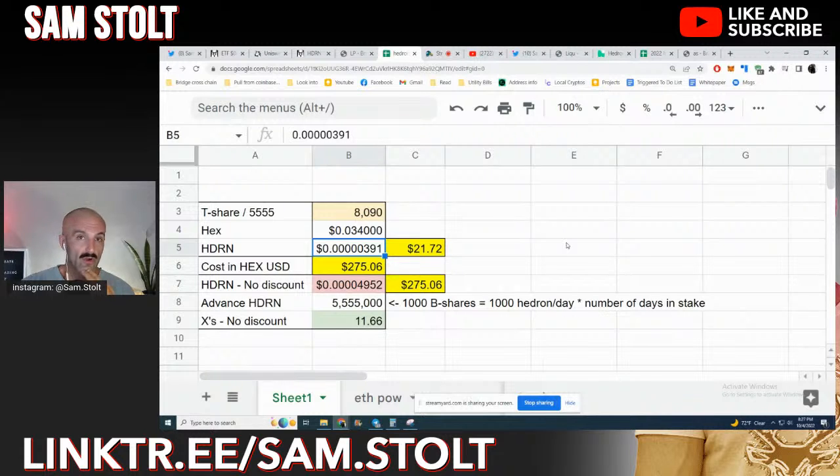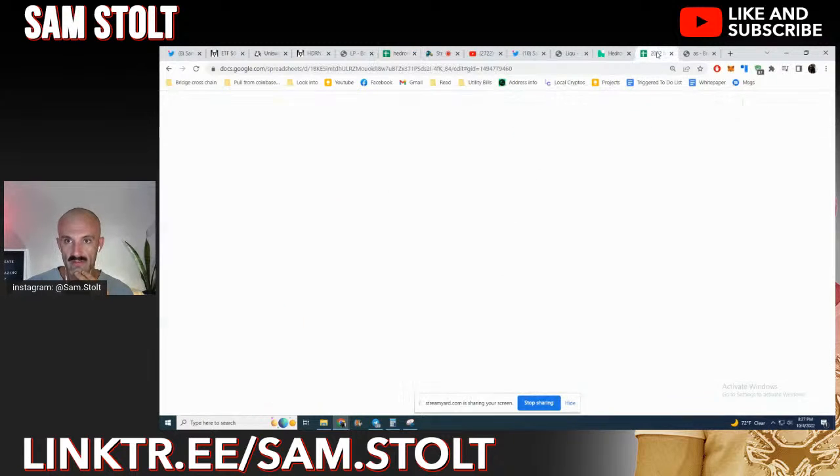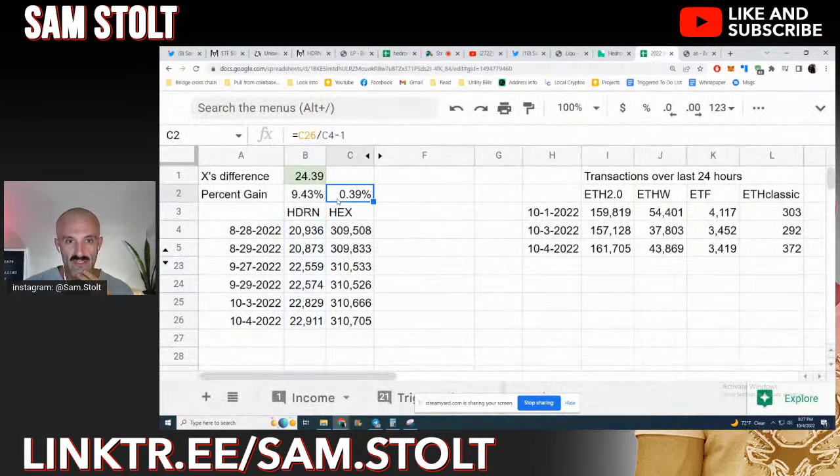The community is growing, even though it's growing way slower than Hedron's growing. It is still growing. So you do want positive growth. If you have negative growth, it's not a good thing. But in a bear market, it's still growing. It's at 0.4%. Remember, let's pull that up again. I think it was this one. It's at 0.4%.